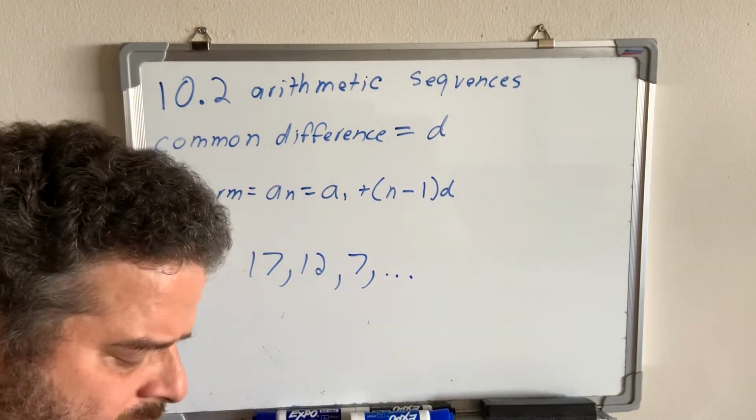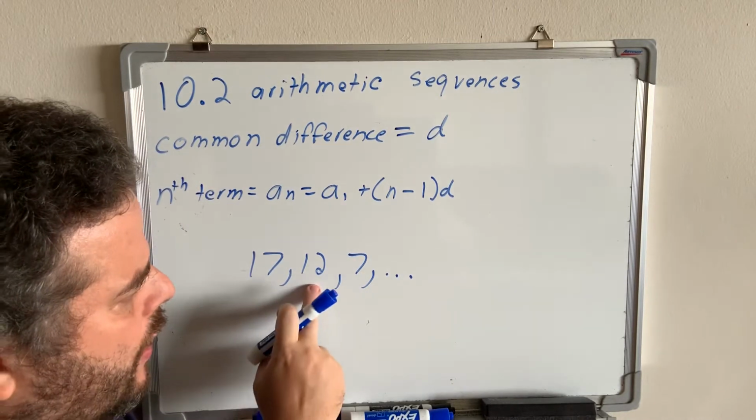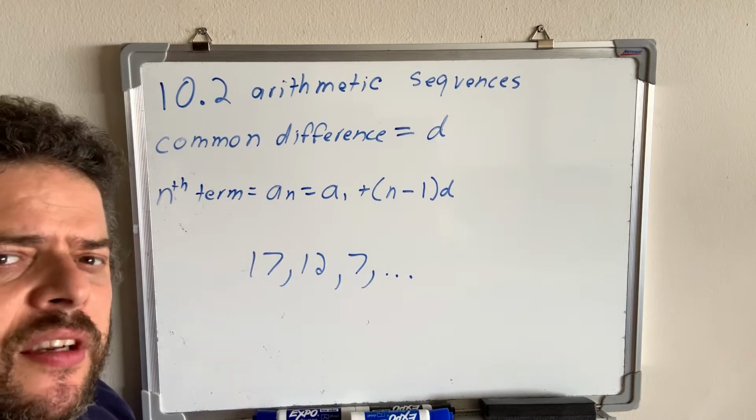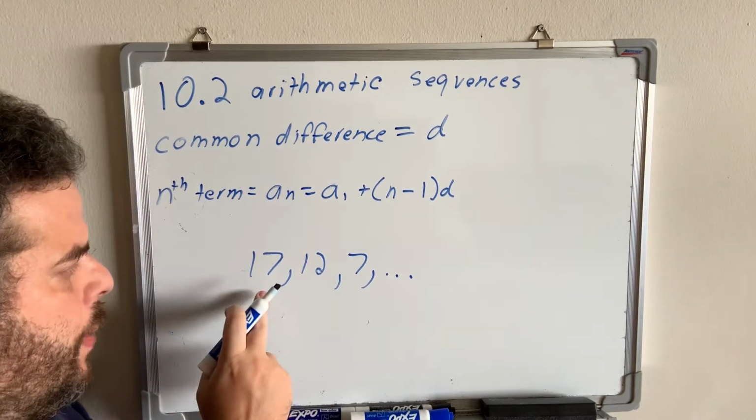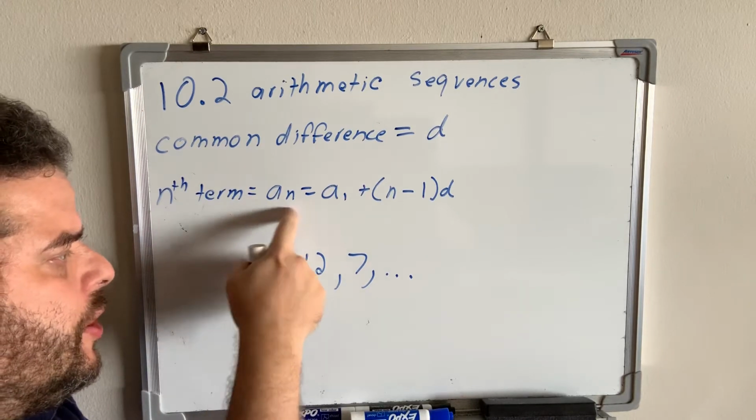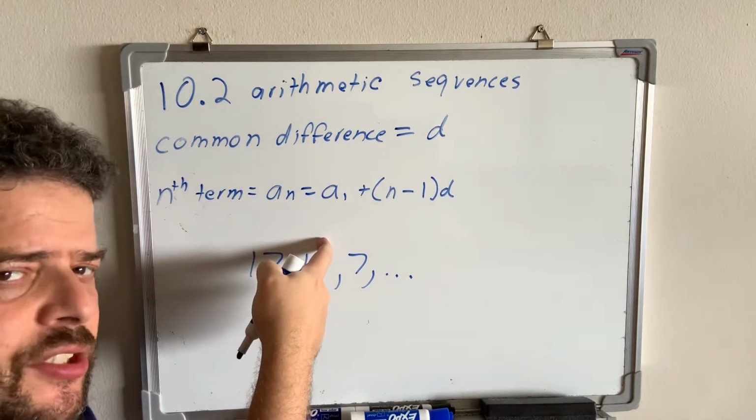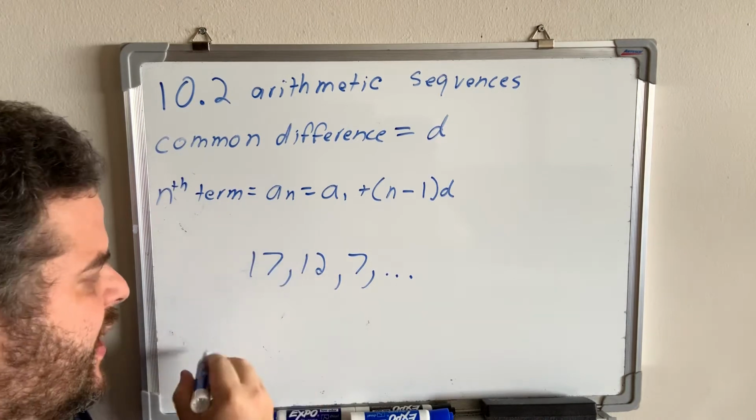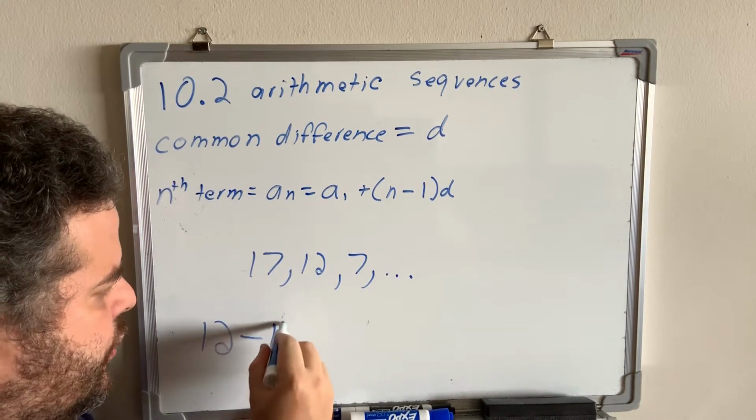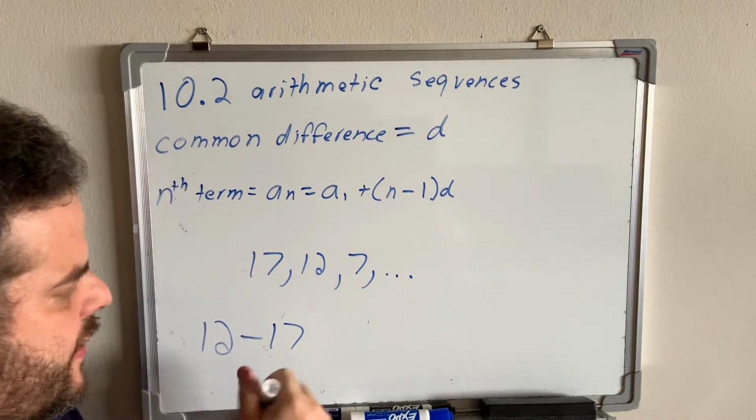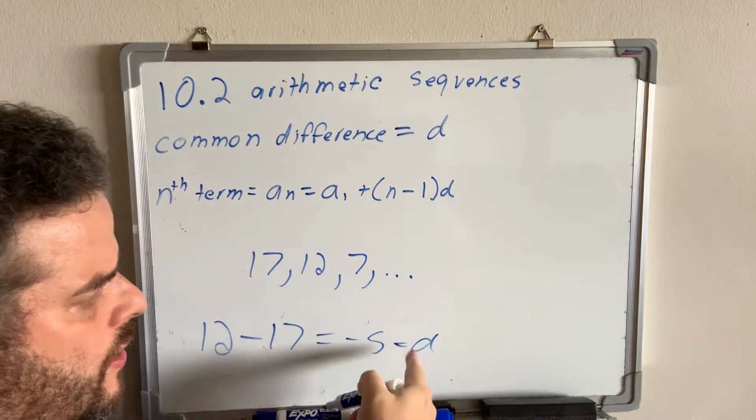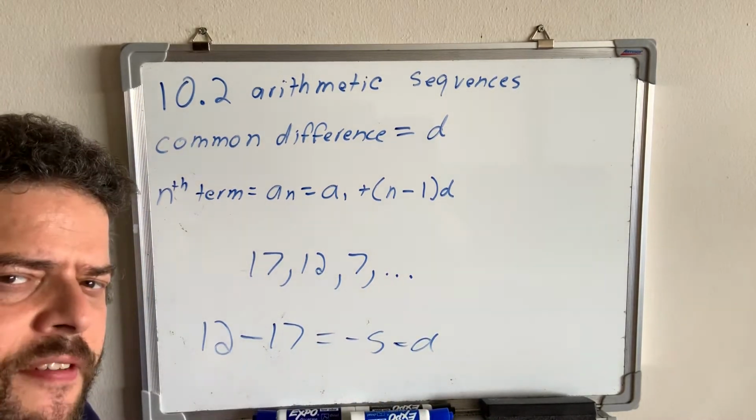Now, if we look at example 1, they're giving us this infinite sequence. In order to find the common difference, you pick any term and subtract that term from its succeeding term. So you put the succeeding term first and you subtract the first term. So 12 minus 17 equals negative 5. In this case, d, or common difference, is negative 5.